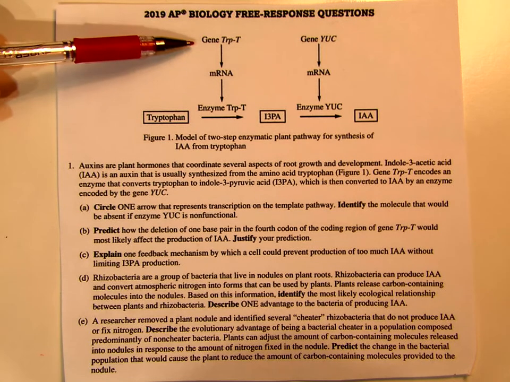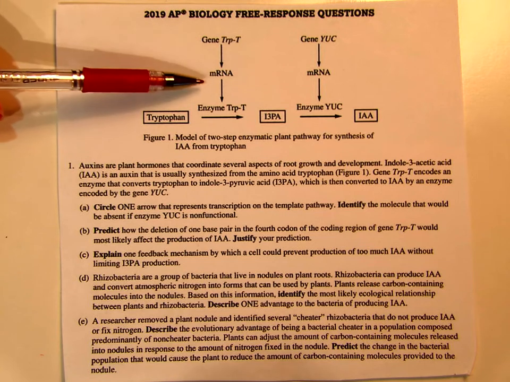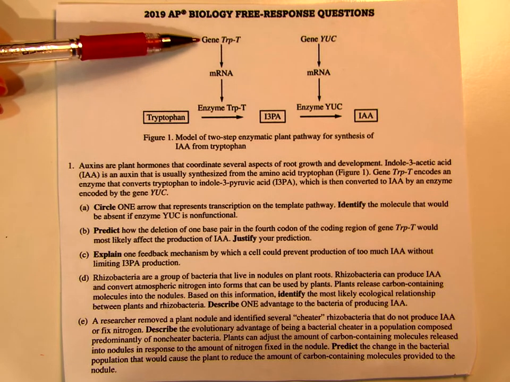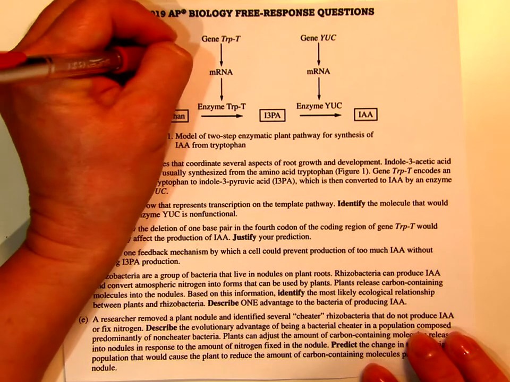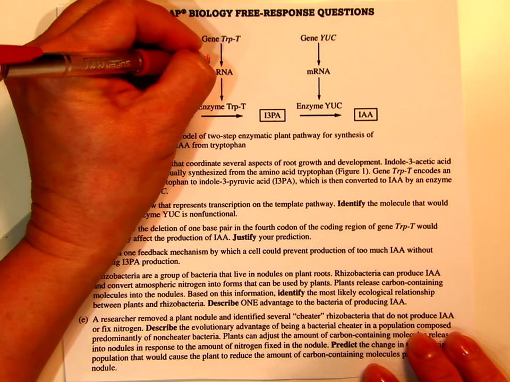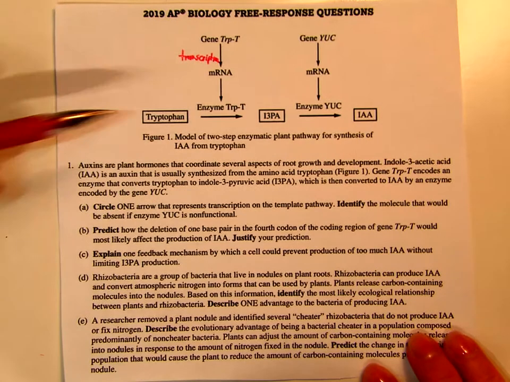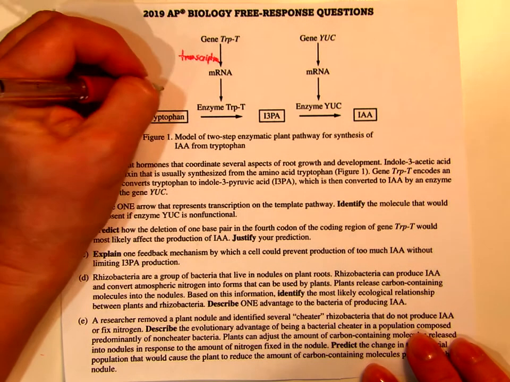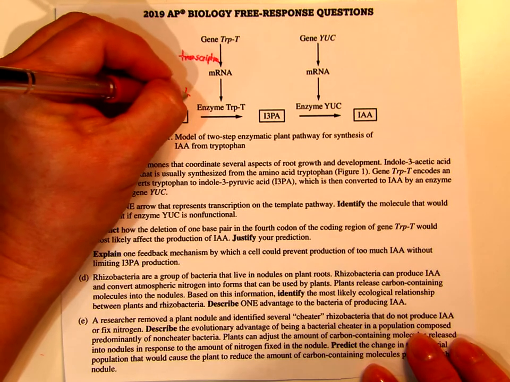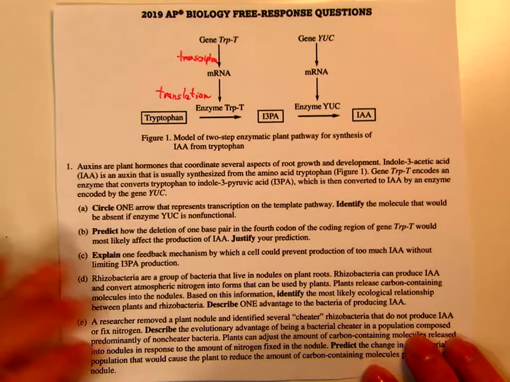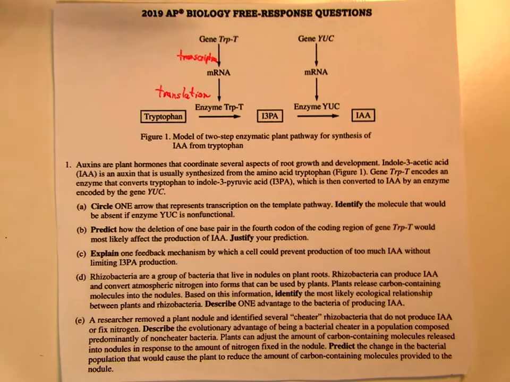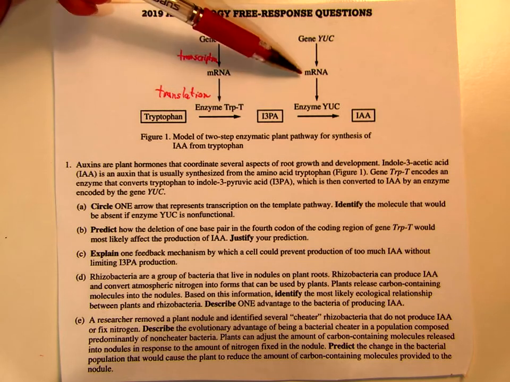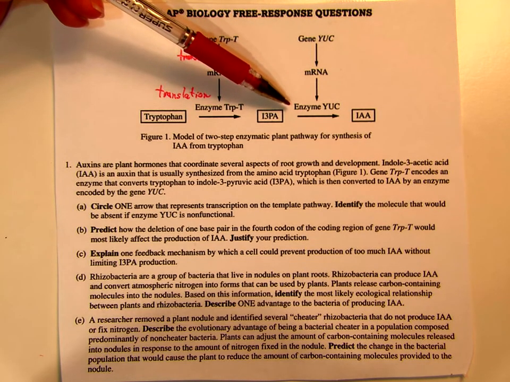It says you have gene TRPT, which gets transcribed into mRNA. Well, they don't tell you transcription, but you guys all know if you go from a gene to mRNA, this is transcription. Okay. And then the mRNA goes to enzyme TRPT, and that would be translation. Okay. And then on the other side of the diagram, it says gene YUC gets transcribed into mRNA, and mRNA gets translated into enzyme YUC.